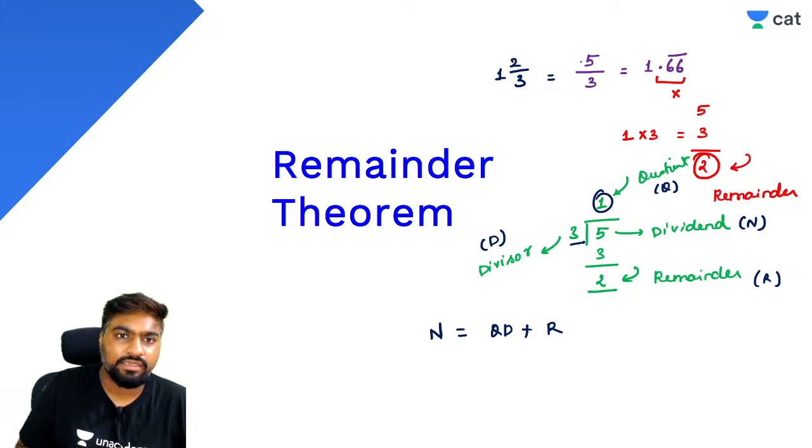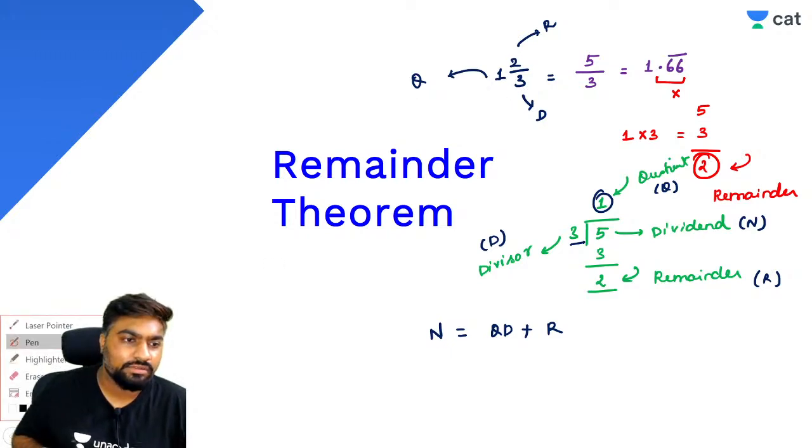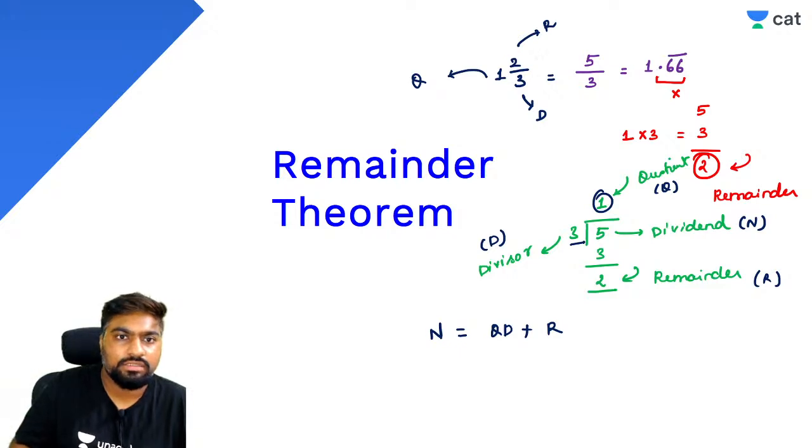5 by 3 I write as 1 2 by 3, where this 1 is your quotient, 2 is your remainder and 3 is your divisor, correct? So 3 into 1 plus 2, this is how you go, right? That is how we do it, isn't it, guys? 3 into 1, and then you go here and add plus 2. 3 into 1 is 3, plus 2 is 5.